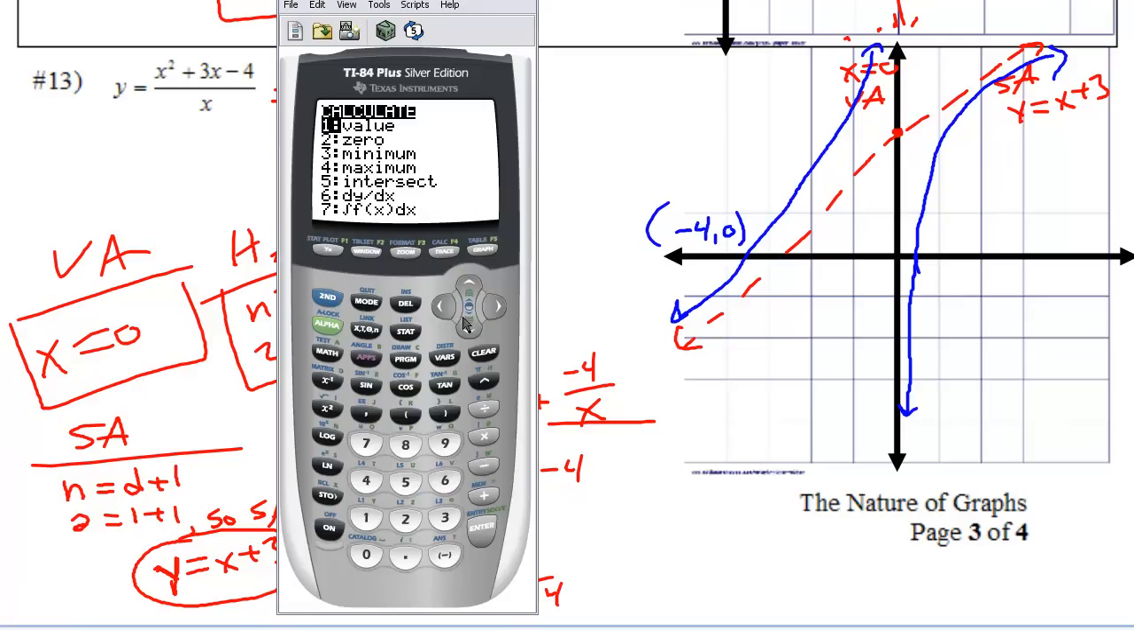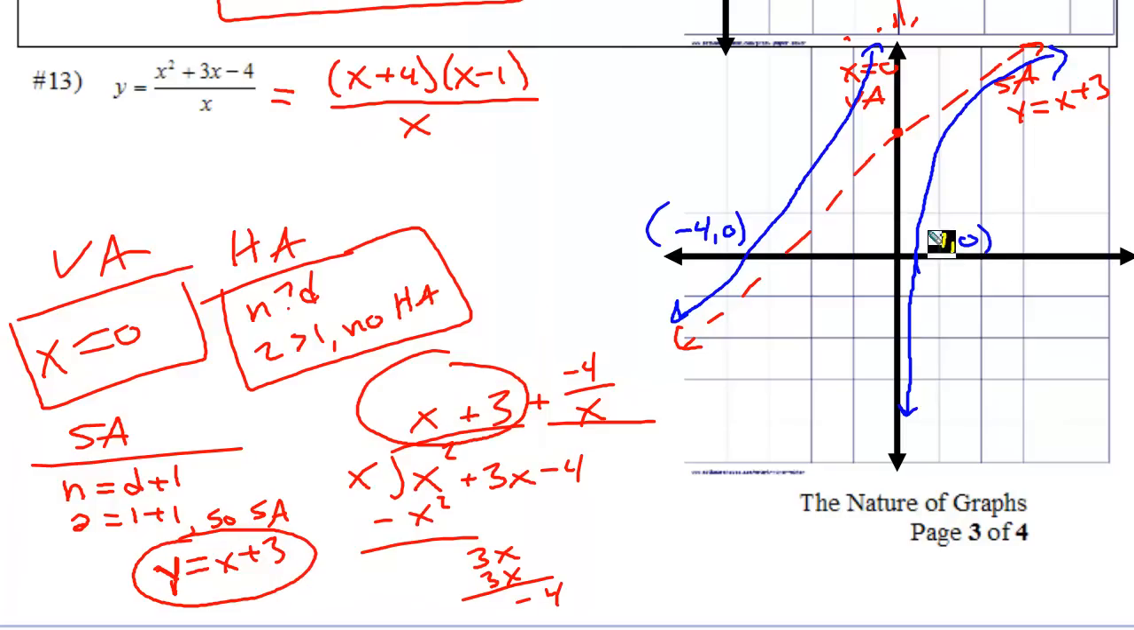Other x-intercept, hit second, calculate, 0. I need to move over to the right, so I gotta keep hitting right so I can get on this other part of the curve. There it am. To the left of that, hit enter. To the right of it, hit enter, guess. It's probably going to say 1, because that's the other intercept. So I got 1, 0.